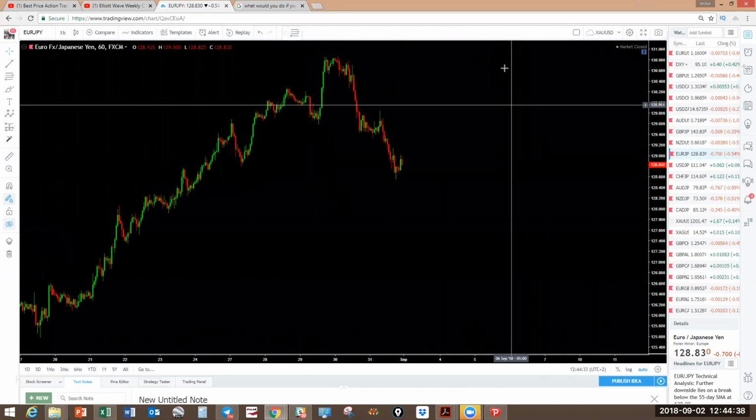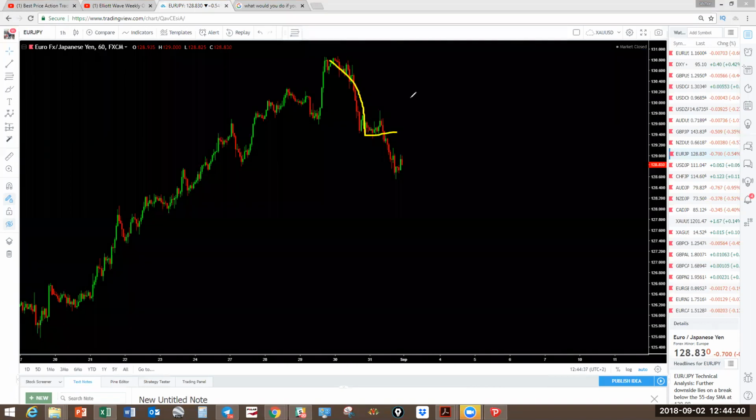EURJPY made a three-wave move down. Correction there. 1, 2, 3. Looks like it's making another three-wave move. We could be still bearish here on this flag. So look out for this small flag here to break to the downside. It's still going to continue with the move to the downside.